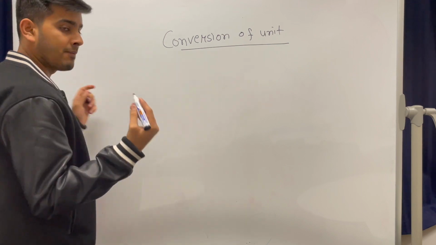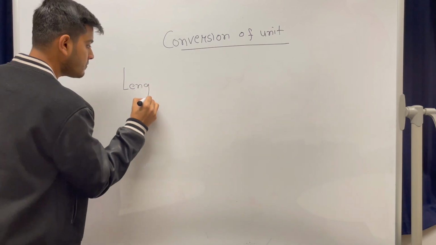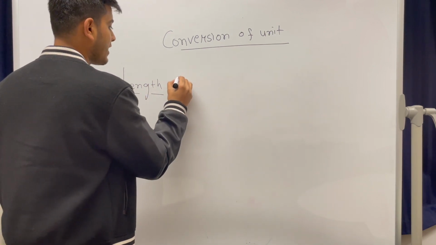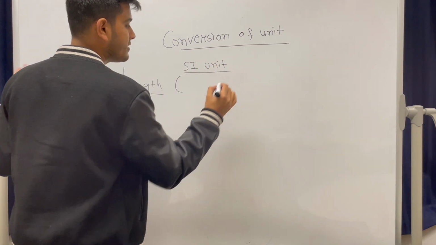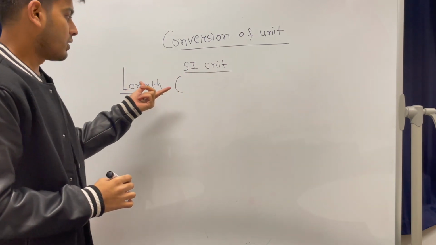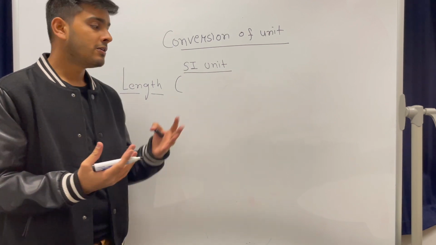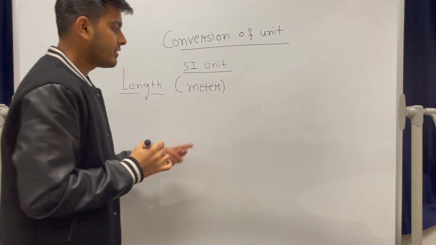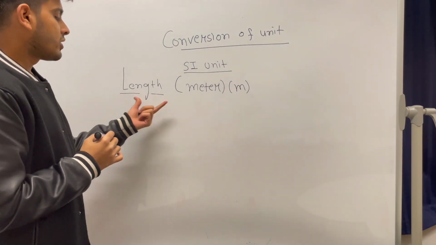Let me take one example of a physical quantity, length. Length is our physical quantity and the SI unit. SI unit is the international system of units of any physical quantity. So it means there are so many units of length, but the most accepted unit is the meter. And the symbol of meter is small m. Okay? What are the other units?